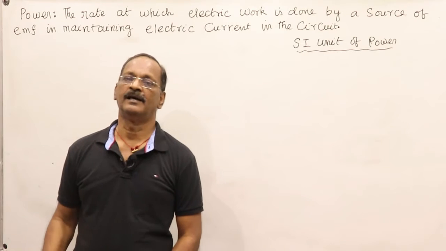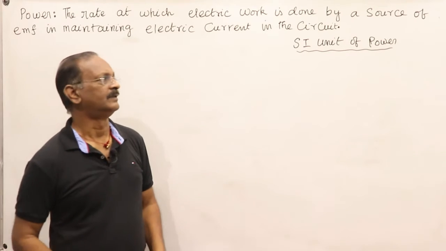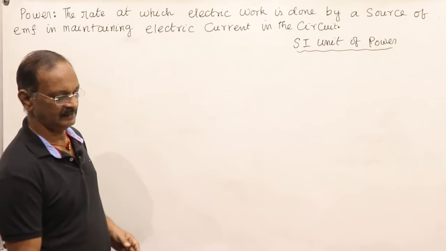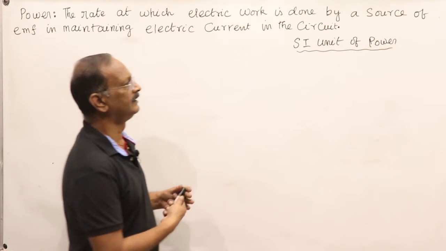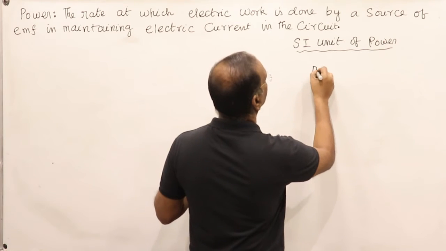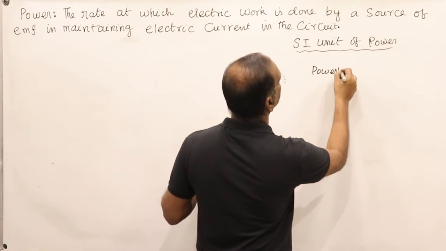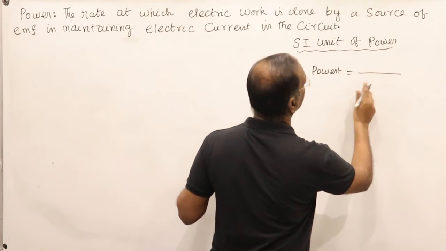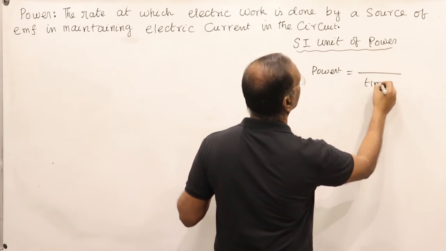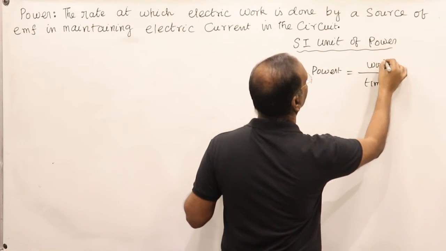Now let us discuss the unit of power. What is the SI unit of power? We have already seen work done; power is equal to the rate of work done.